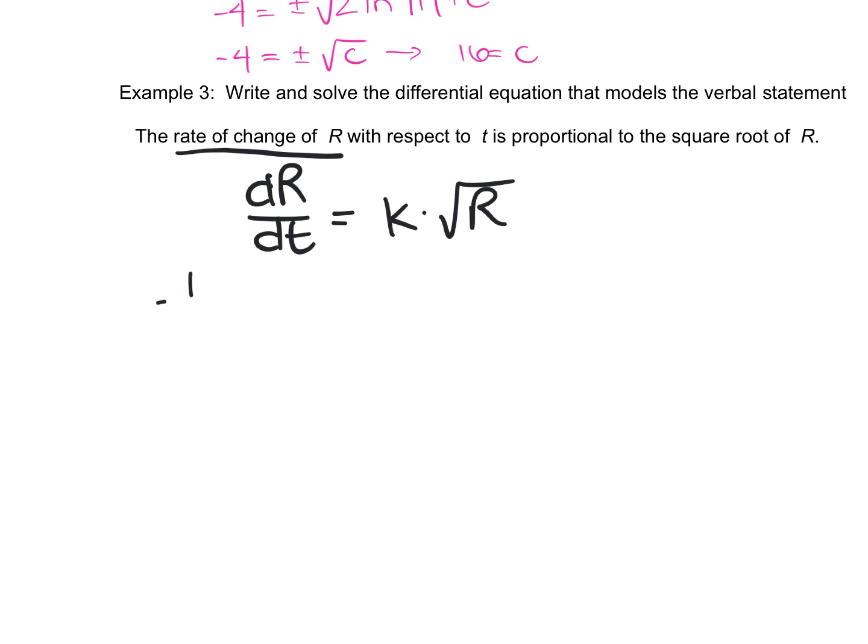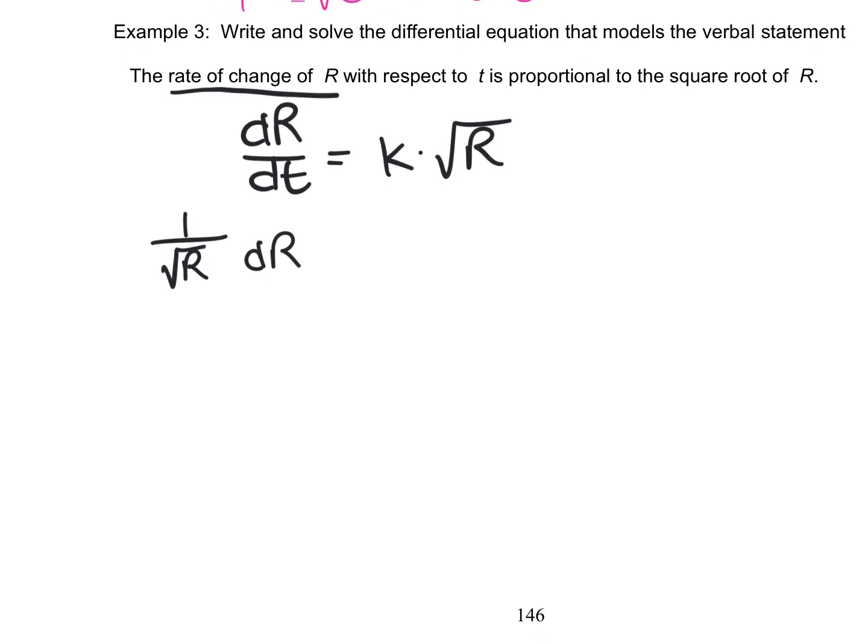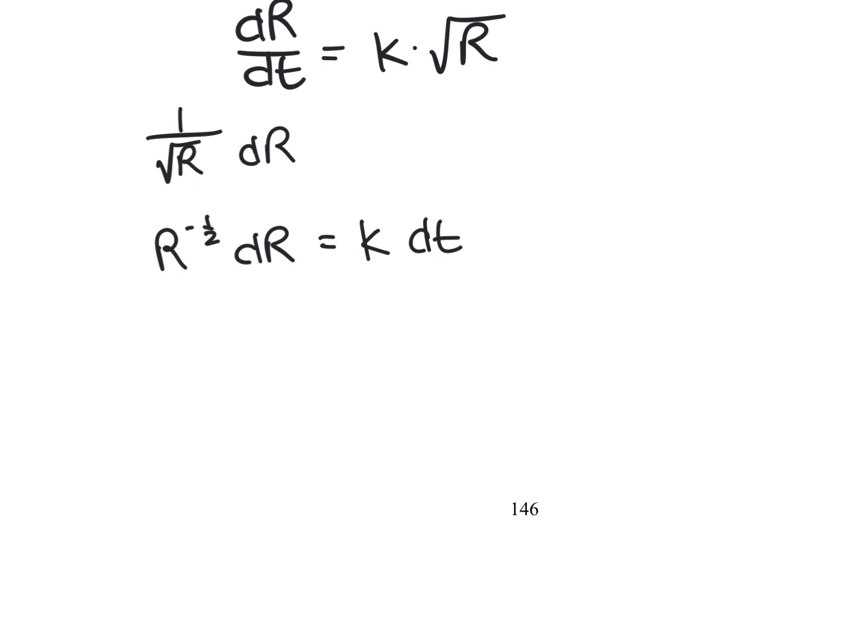So I can either write it as 1 over root r, or I can prep myself for my integration and write it how? R to the negative 1/2 dr is equal to, what's left on the right-hand side? K, which is just a constant. And what else would I move over there? dt.